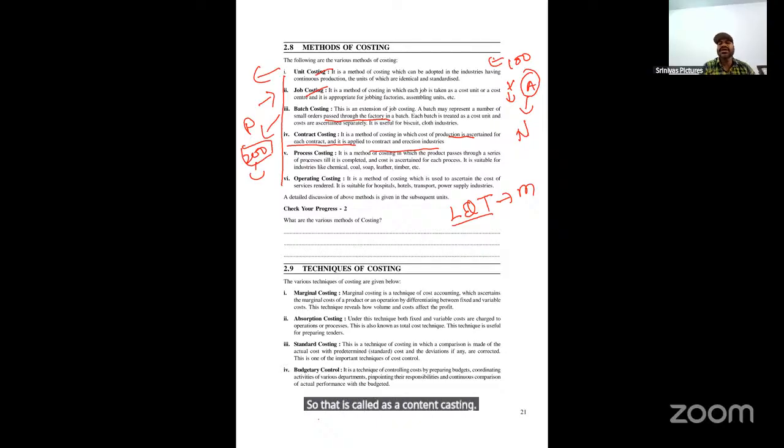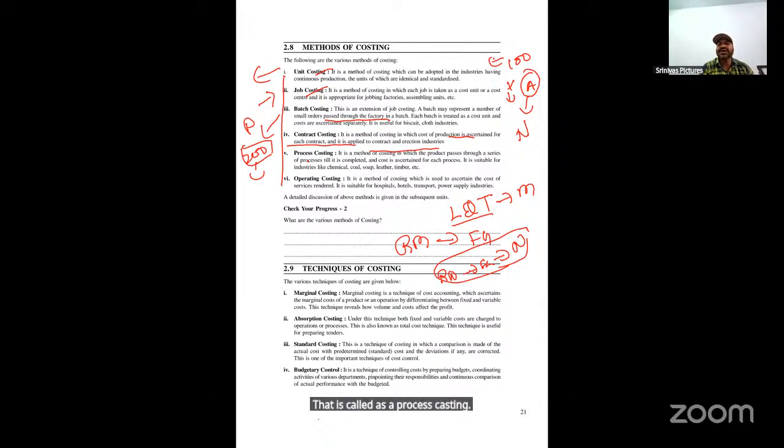Process costing means, to make finished goods, raw material can involve several processes. In the first process, they do some work, then send it to the next process, where they finish some more work. Then in the next process they finish further work. To become finished goods, many processes are introduced. That is called process costing.